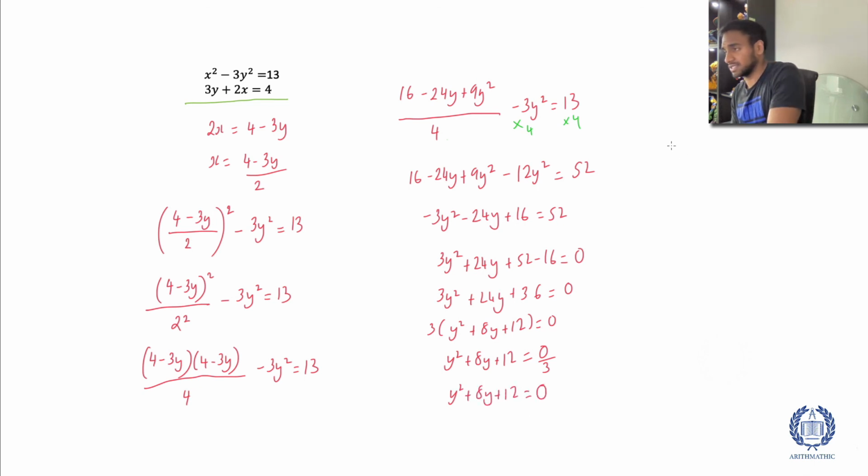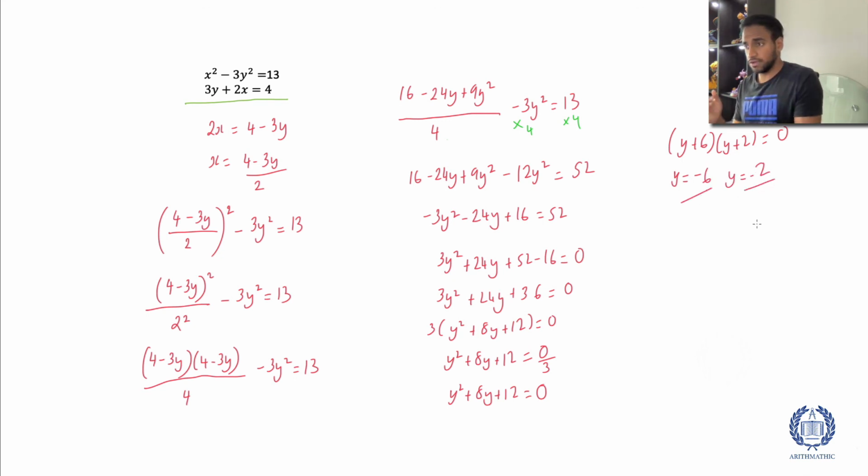Now we can factorize this, right? Can we factorize this? Yes. What is that? 4, 2. Sorry, 6, 2, isn't it? Maybe not actually, because 6 times 2 is 12, but I need 8. Oh yeah, we can. So two numbers you multiply gives you 12, and two numbers when you add gives you 8: 6 and 2. So y plus 6 and then y plus 2 equals 0. So your solution is y equals minus 6, and y equals minus 2, right?